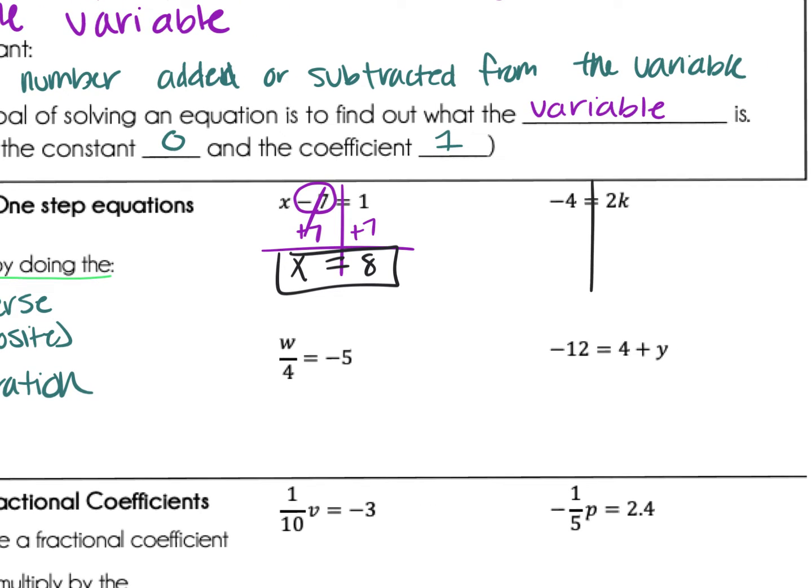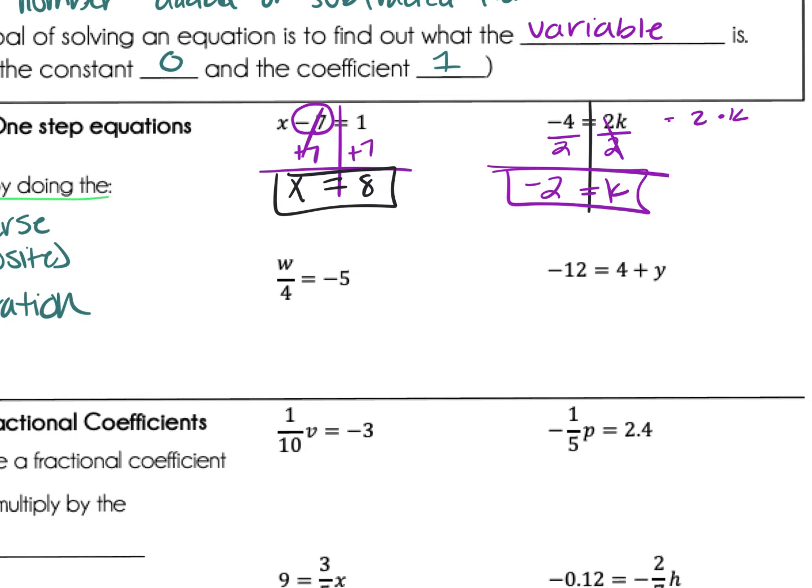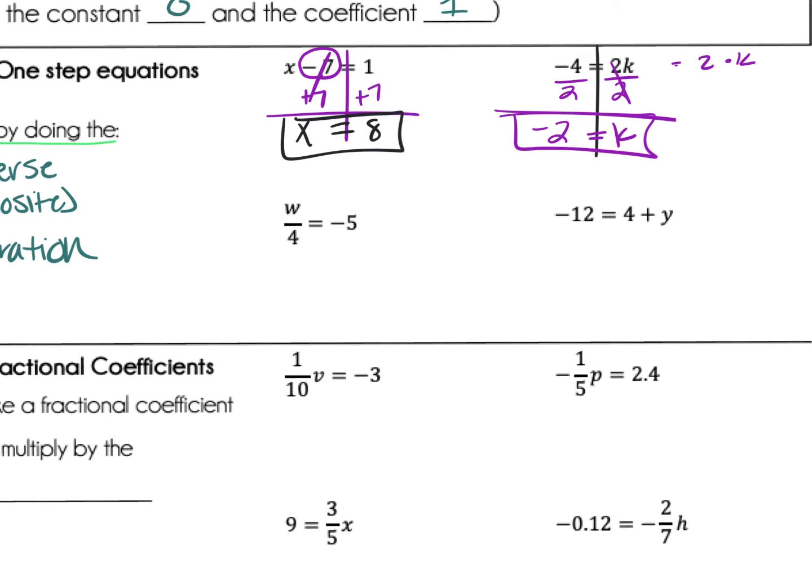Okay. So over here, 2k means 2 times k. The inverse operation of multiplying is dividing. So I'm going to divide by the entire coefficient. 2k divided by 2 is 1k. Negative 4 divided by 2 is negative 2. And we got our variable, one variable, positive 1k by itself.